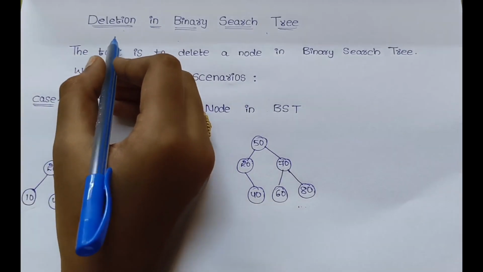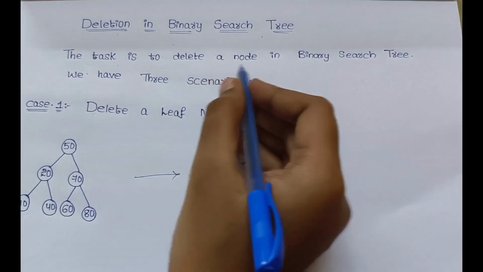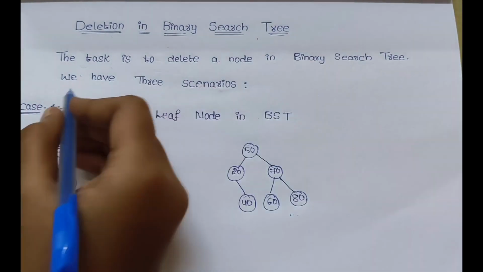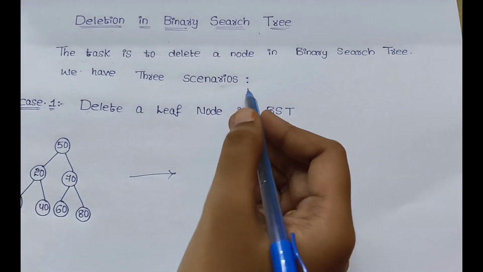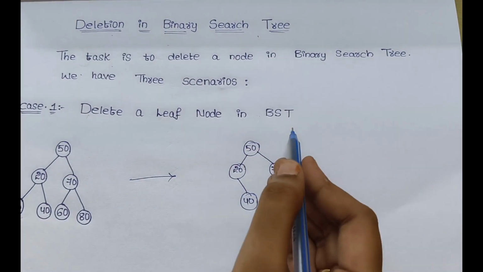Deletion in binary search tree. The task is to delete a node in binary search tree. We have three scenarios. The first one is delete a leaf node in binary search tree.